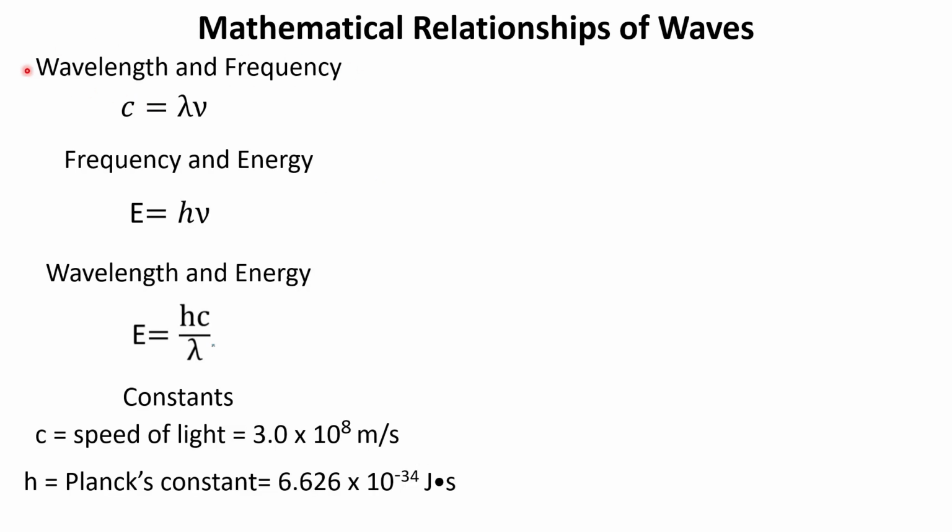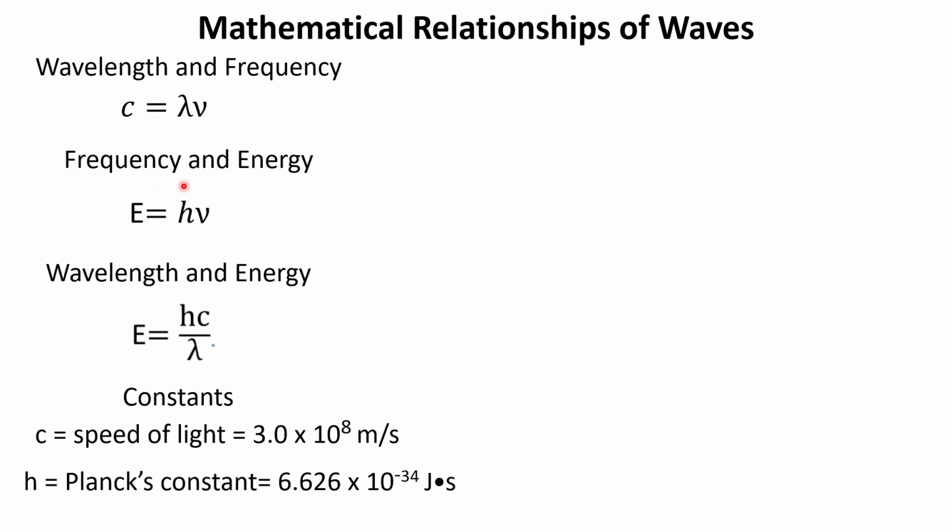Starting with wavelength and frequency, they are related by this equation right here. So c is the speed of light. You'll see at the bottom of the page here, c is the speed of light, that is 3.0 times 10 to the 8th meters per second. And of course, we have wavelength and frequency. So if we know wavelength, we can find frequency. If we know frequency, we can find wavelength.